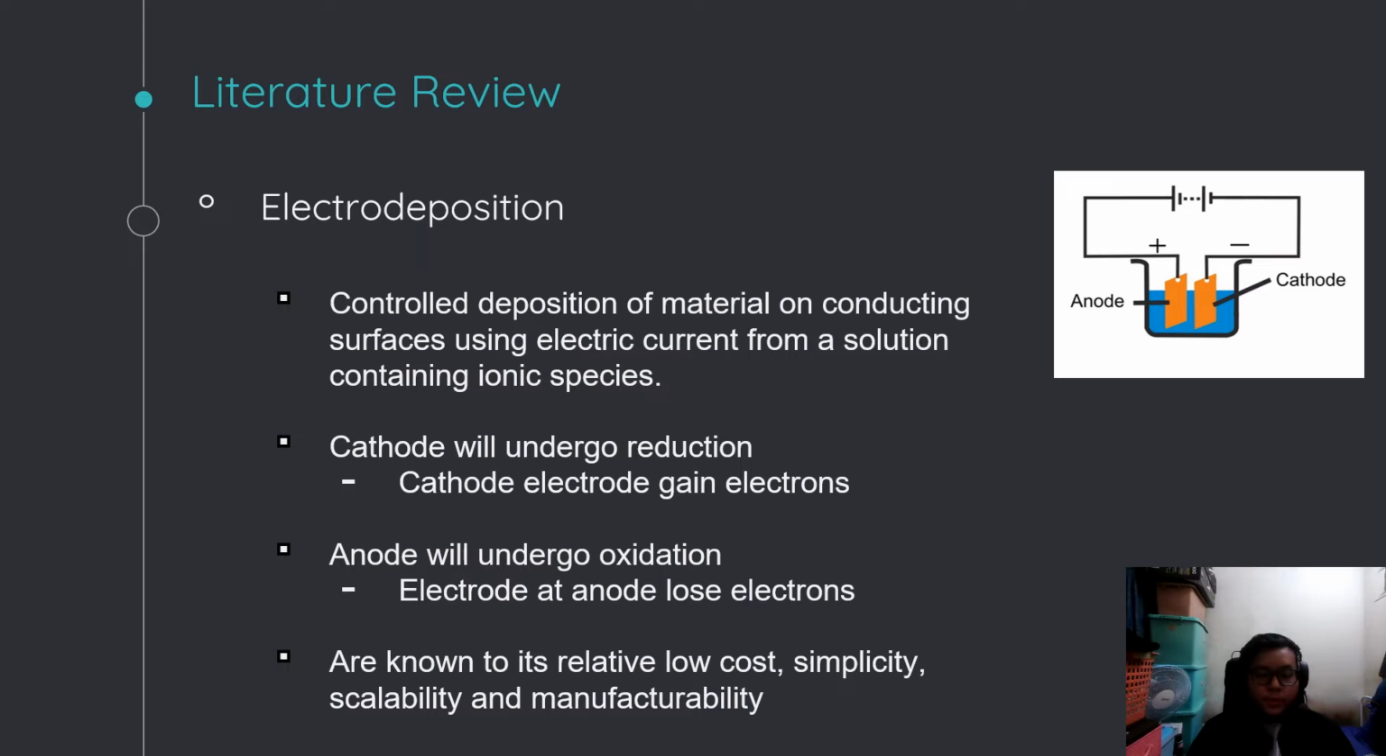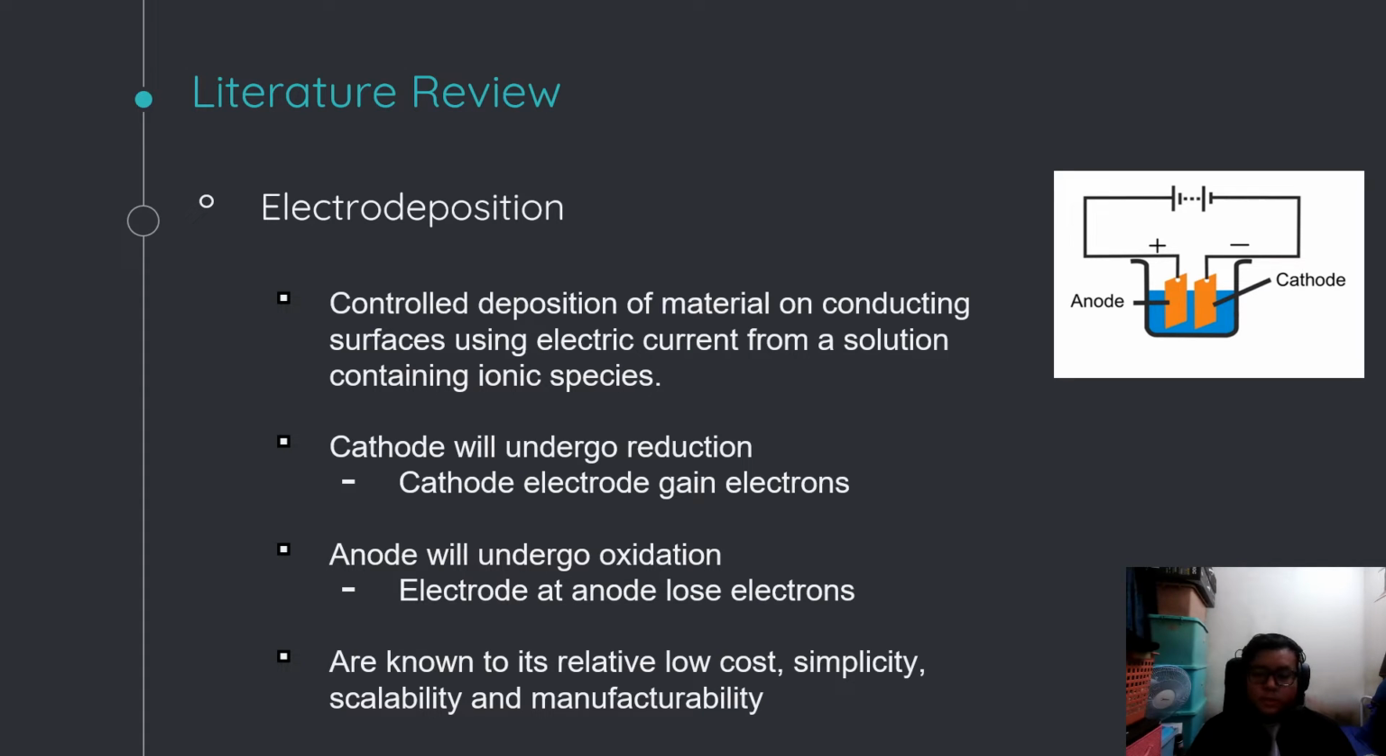Next is electrodeposition. So electrodeposition is the method that will be used to coat the substrate or mild steel. So it is the controlled deposition of material on conducting surfaces using electric current from a solution containing ionic species.